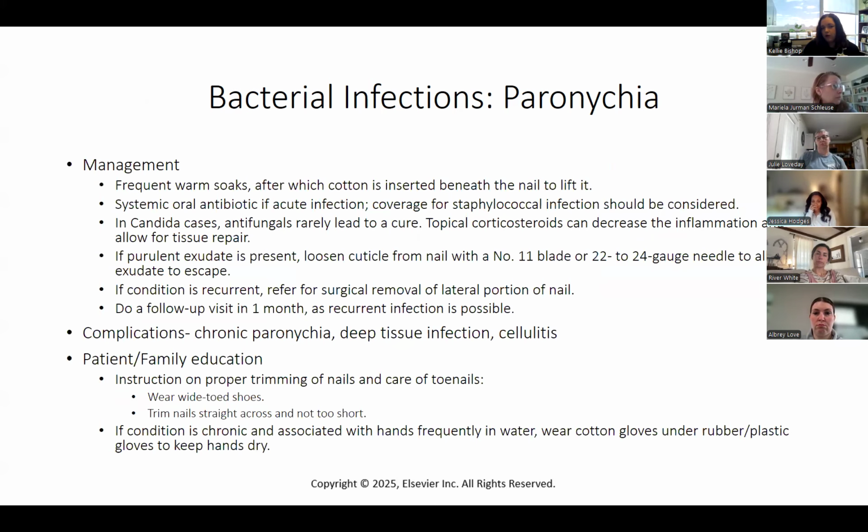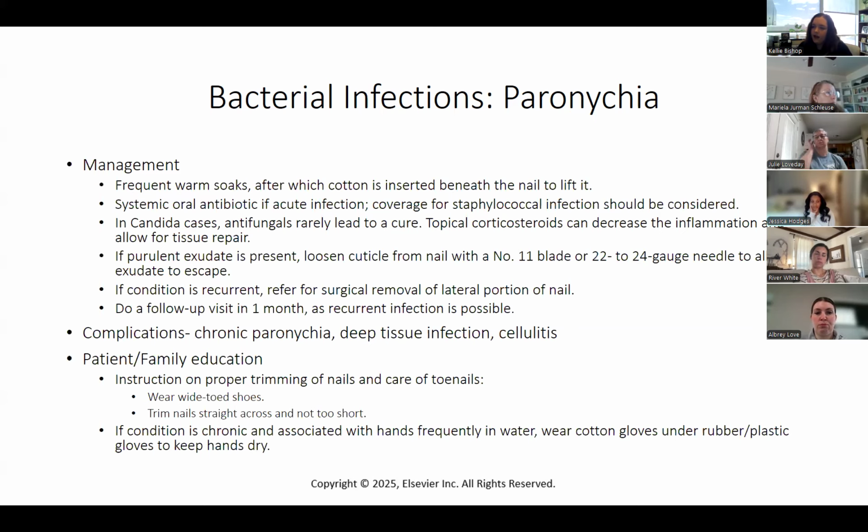Frequent warm soaks and then sticking cotton underneath. If it's a nail issue where it is growing underneath, then you want to stick cotton up underneath it to help lift it out so it doesn't keep growing downward. For acute infection, we do oral antibiotics, so coverage for staph. As a good rule of thumb: Keflex, Augmentin, clindamycin, Bactrim. Those are really your big ones that we'll use for most of these bacterial skin conditions.